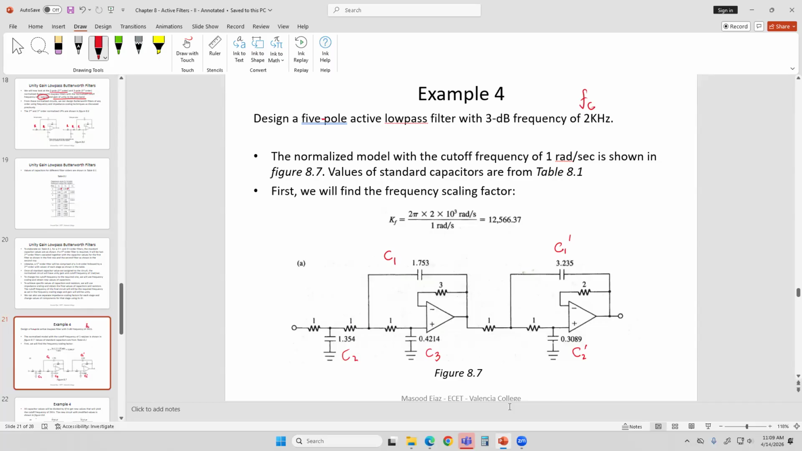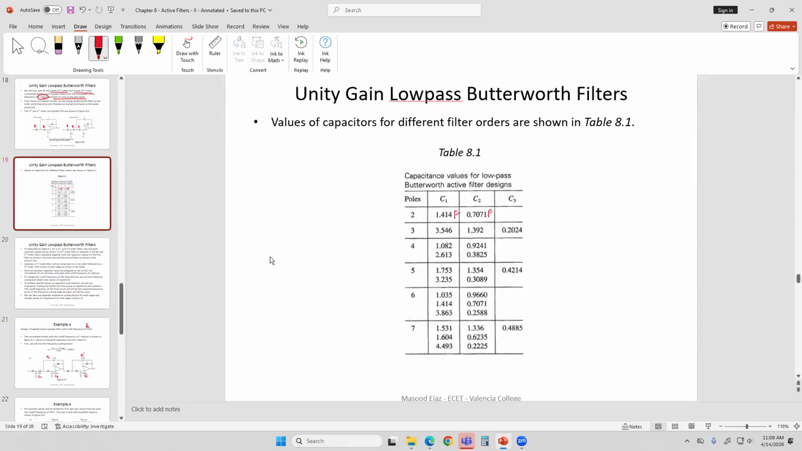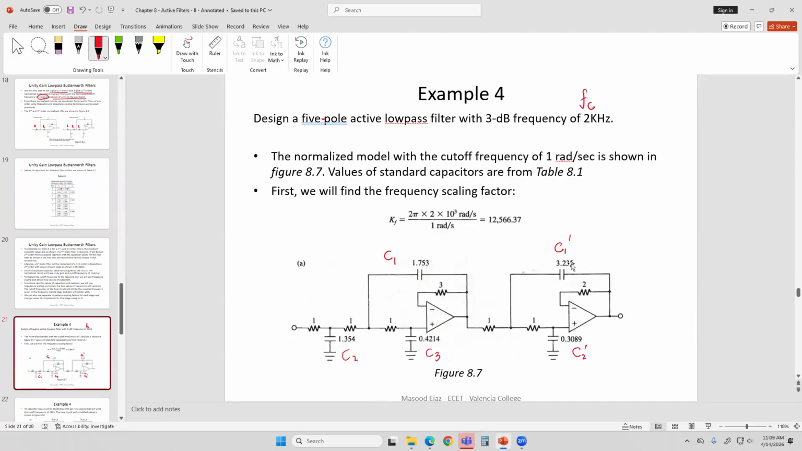And these values are coming from the table: 1.753, 1.354, 0.414, 3.235, and 0.3089. Resistors are all 1 ohm. The first thing that we are doing is finding the frequency scaling factor, because we want the frequency to be 2 kilohertz, or omega C to be 2 times 2, 4, so 4000 pi radian per second.